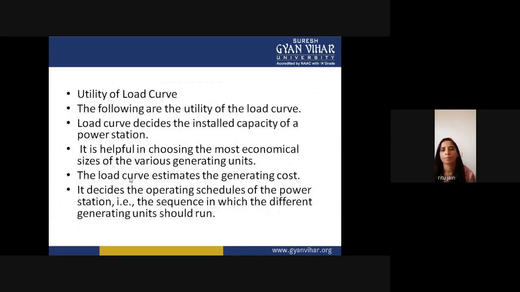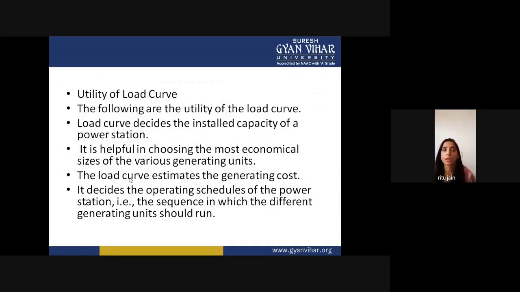Utility of load curve. The following are the utilities of the load curve. The load curve decides the installed capacity of a power station. If you don't know how much load you require, then you are not able to generate the electricity. It is helpful in choosing the most economical size of the various generating units, because there are different generating units in a power plant. Most economic generation is when you connect those generating units according to your load.